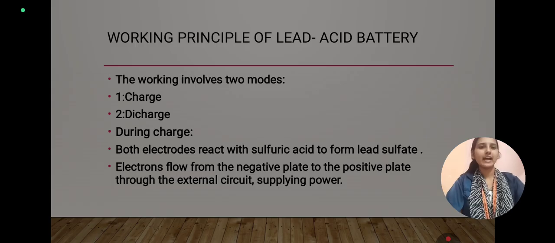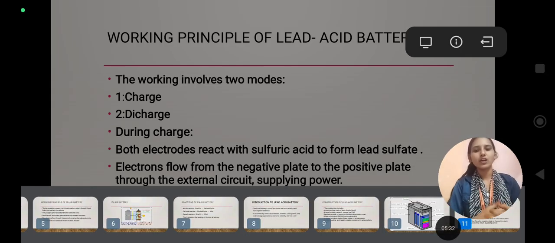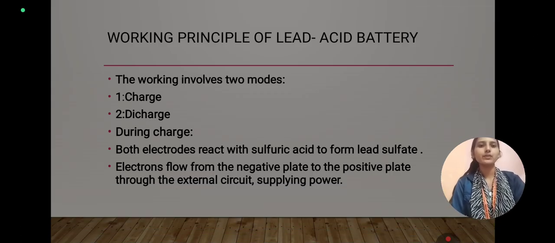Working principle of a lead acid battery. The working of a lead acid battery involves two modes: charge and discharge. Let us discuss first the discharge. Here charge is the quantity of electricity stored in or carried by particles like electrons. Both electrodes react with the sulfuric acid to form lead sulfate, and electrons flow from the negative plate to the positive plate through the external circuit supplying power.